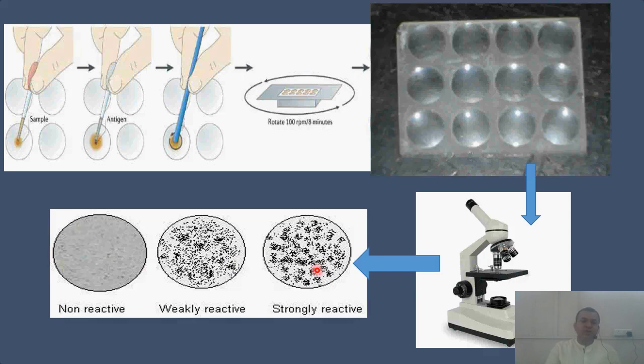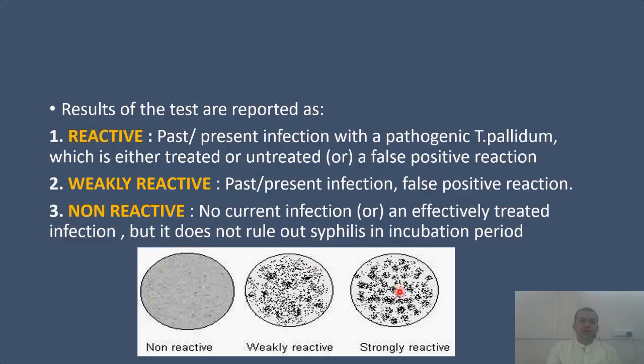So what are the results? How will you report it? First, the reactive, that is strongly reactive, means it shows strong flocculation under the light microscope. So this can be reported as a past or present infection with T. pallidum, whether treated or untreated, because primary, secondary and tertiary syphilis may be there. Even in latent syphilis, there may be a past infection without any clinical features. Again, it may show positive, or maybe a false positive reaction. That false positive reaction we are going to see.